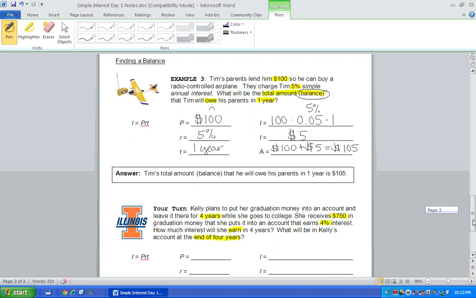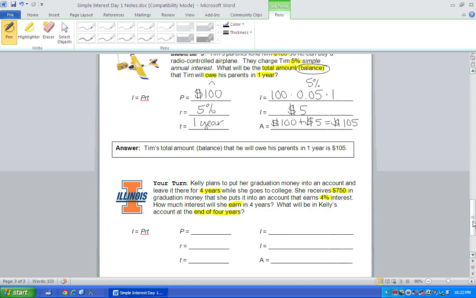All right, we only have one example left, which is your turn. Go ahead and pause the video and try that one on your own.